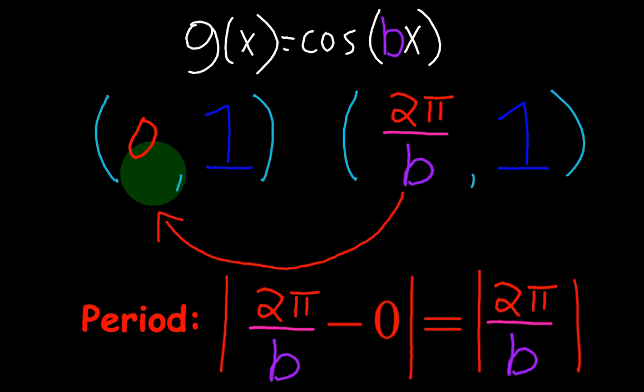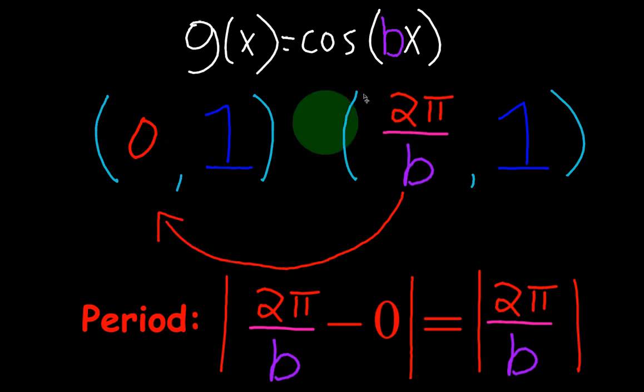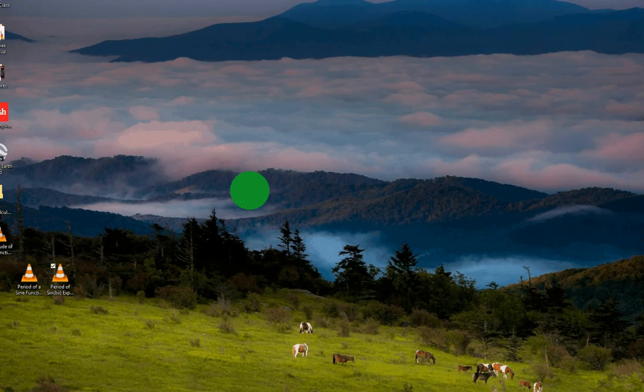Going back to the graph, just so you can remember what that looks like, the second x value minus the first x value gives you that distance, or just subtract them both. So you could do 0 minus 2 pi and just take the absolute value. Either way, you get that distance of 2 pi. So the distance between these would just be the absolute value of 2 pi over b. That's pretty much it for this video.